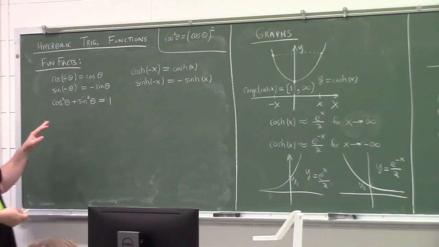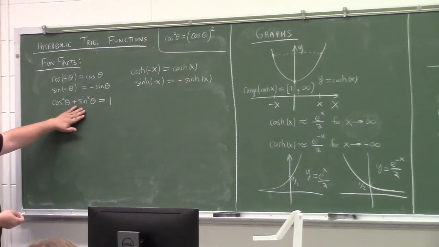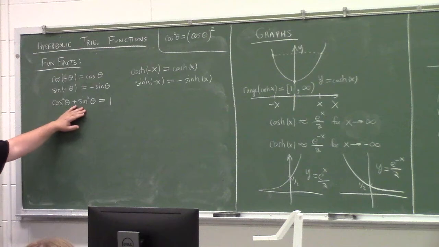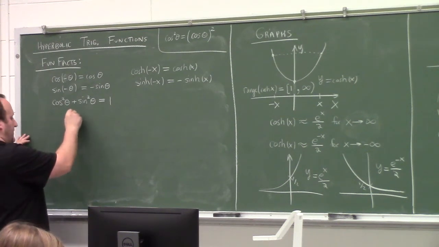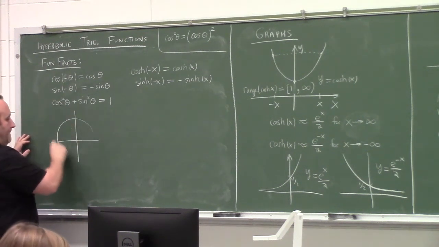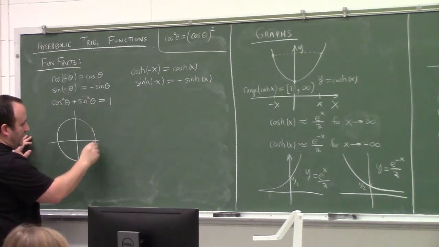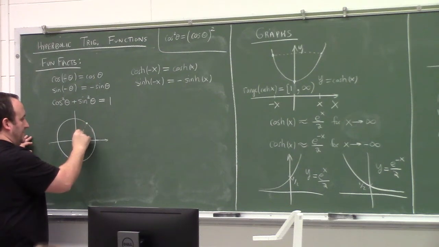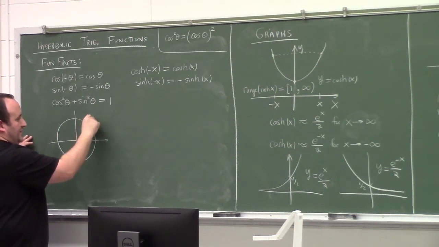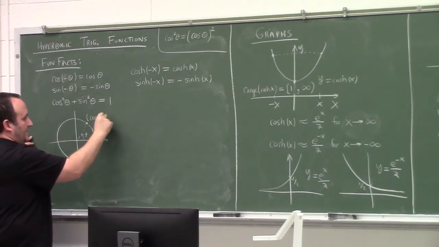Now, I sometimes call this the Pythagorean identity for cosine and sine. What does this mean? Remember the unit circle? The unit circle is the set of all points which are equidistant from the origin, right? So if I pick this point here, and if that's at angle, let's say t for the sake of being different, then that would be cosine t, sine of t.